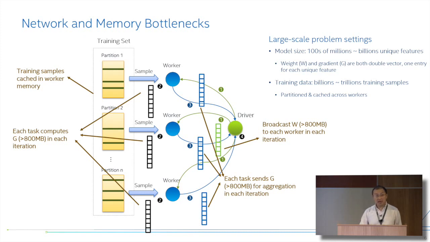In addition, all the training data could contain billions, sometimes even trillions, of training samples. And the data is typically partitioned across the workers and cached in memory. So that's a large memory pressure as well. Those are essentially the network and memory bottlenecks our users encountered in their applications. In a lot of cases, instead of running the complete model, they have to filter the parameters, and are only able to run a subset of the model.